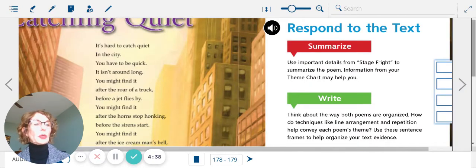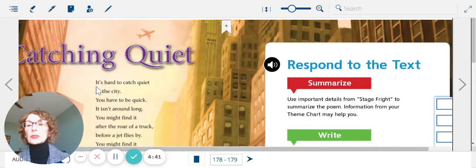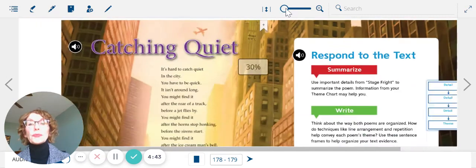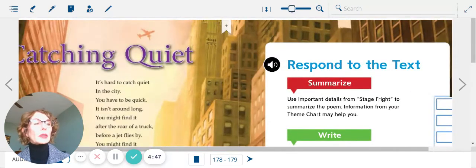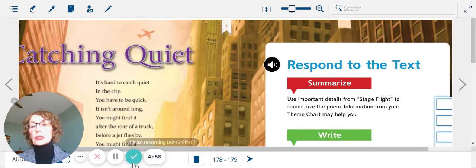The second poem that you'll be reading is titled Catching Quiet. And again, you'll be reading this poem and taking notes on literary techniques so that you can apply or use them in your own poem you'll be writing today. And then there's a third poem. Let's just take a look at that poem as well quickly.